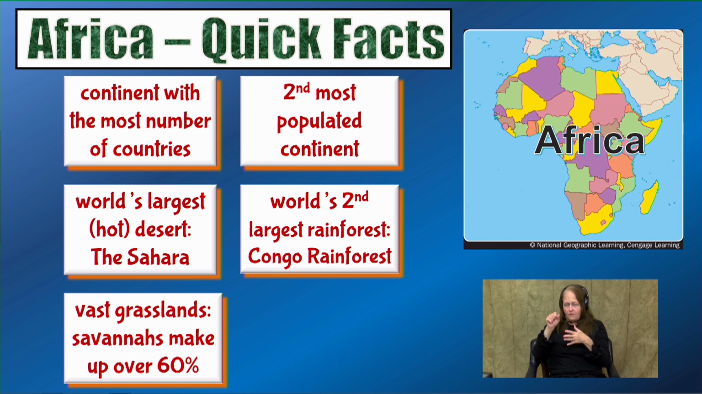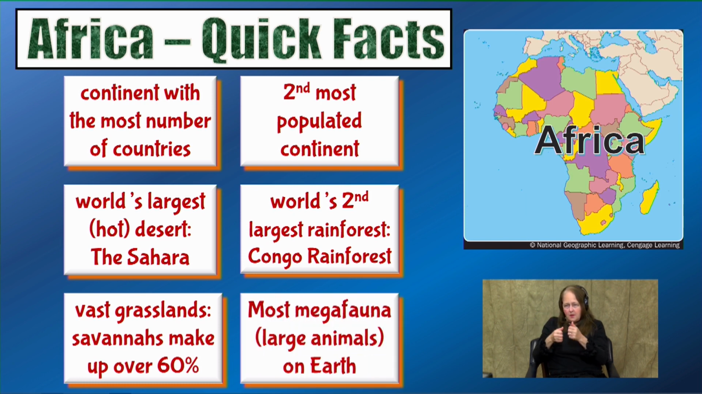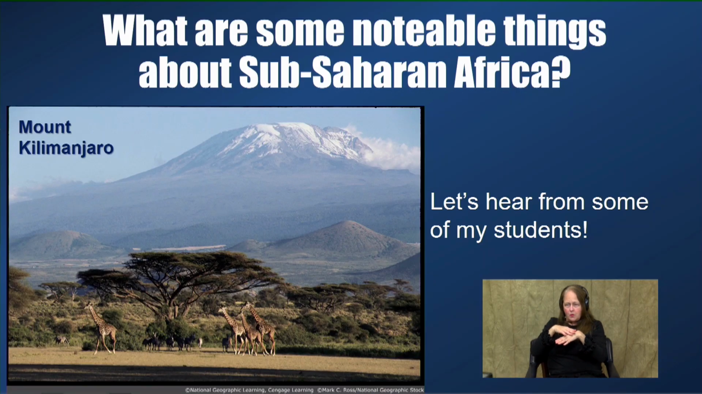Africa is known for its vast grasslands. These are called savannas, and they make up about 60% of Africa. And finally, this is where you're going to find the world's most megafauna. And megafauna, I've learned, means large animals. So that's probably what you think of when you think of the large animals grazing on the savanna.